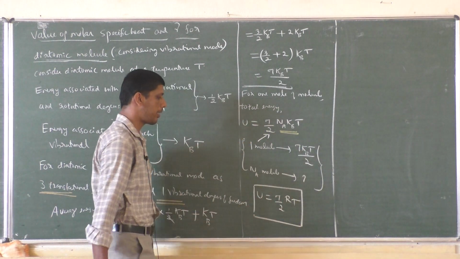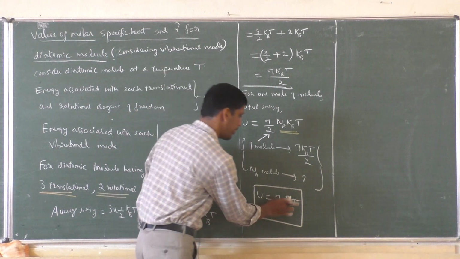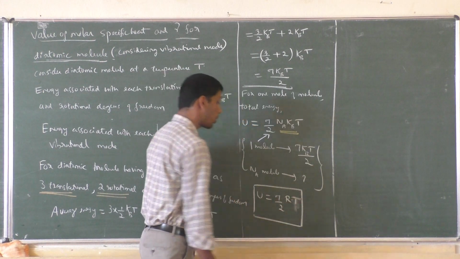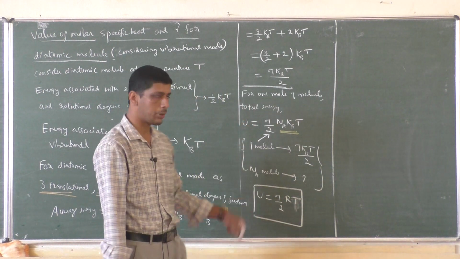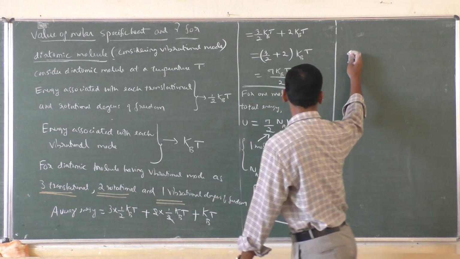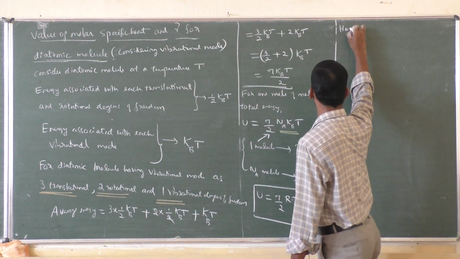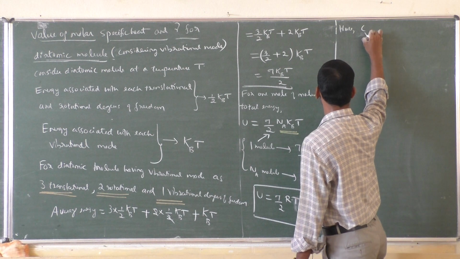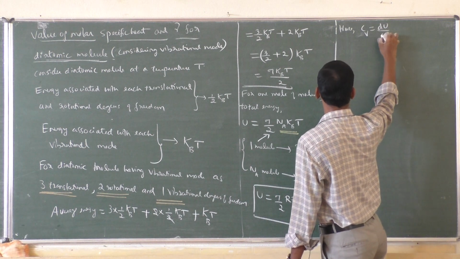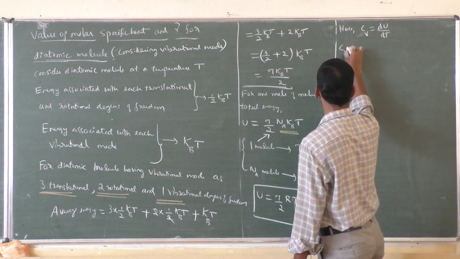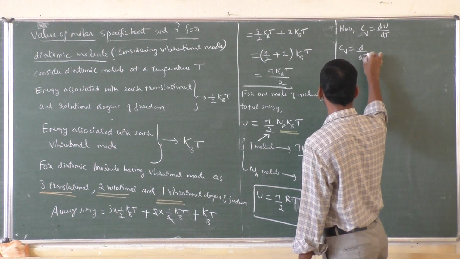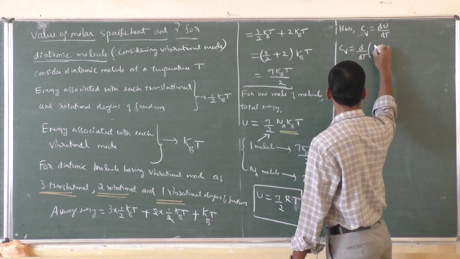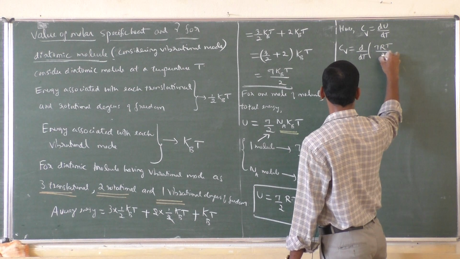So U equals 7/2 RT. This is the value of total energy now. Total energy is known. And hence what is the formula for the Cv now? Hence Cv, molar specific heat. Cv can be defined as dU by dT. So Cv should be equal to d by dT of U. U value is obtained as 7RT by 2.